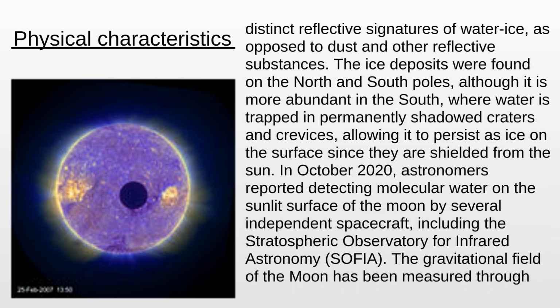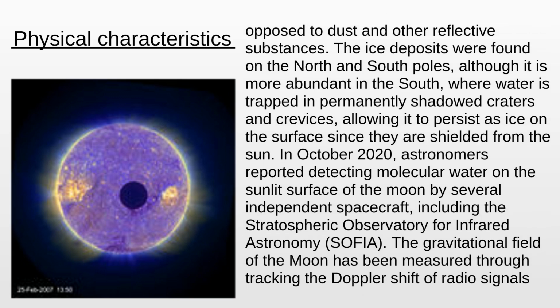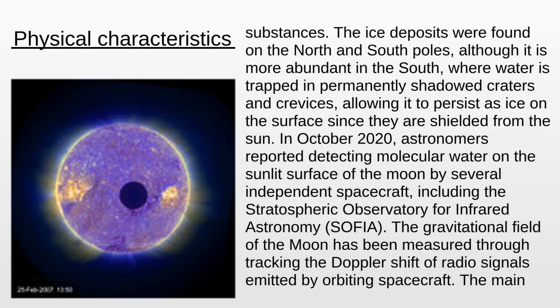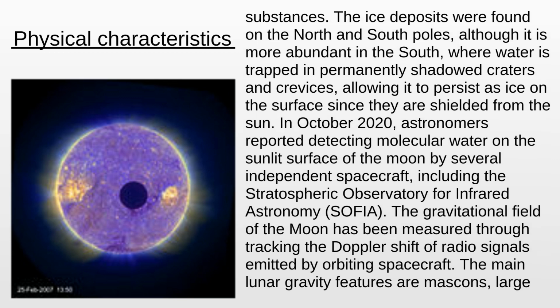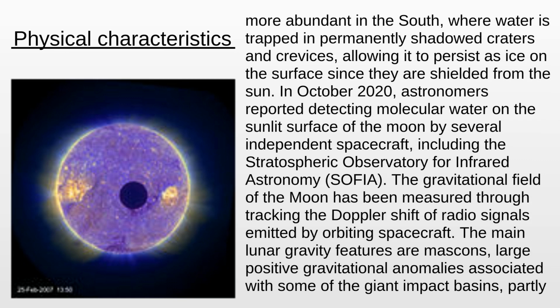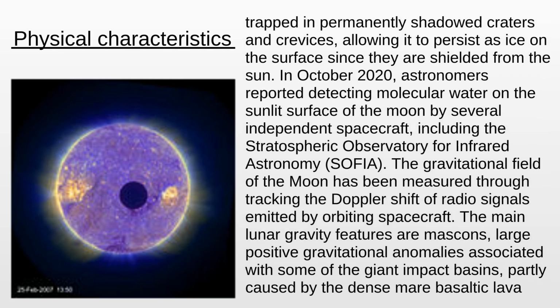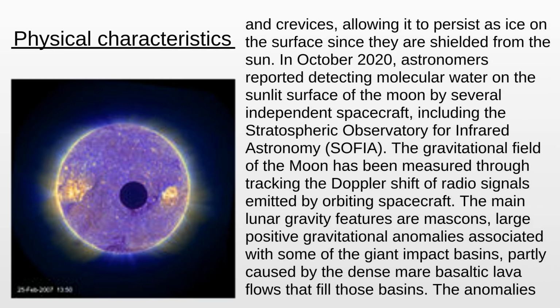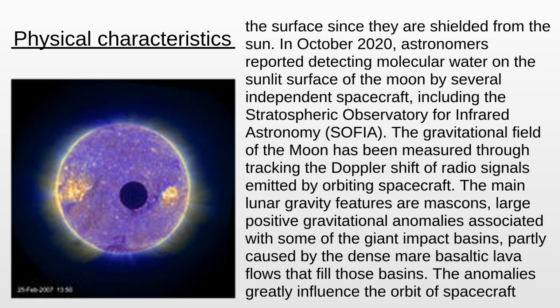The data revealed the distinct reflective signatures of water ice, as opposed to dust and other reflective substances. The ice deposits were found on the north and south poles, although it is more abundant in the south, where water is trapped in permanently shadowed craters and crevices, allowing it to persist as ice on the surface since they are shielded from the sun.